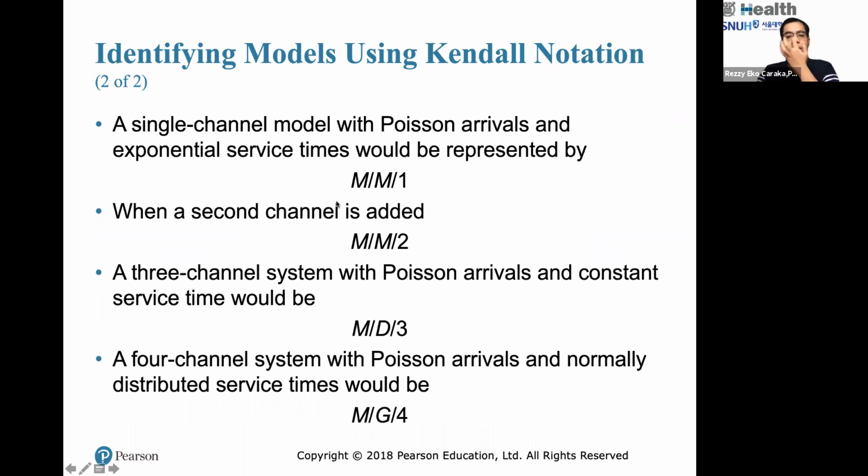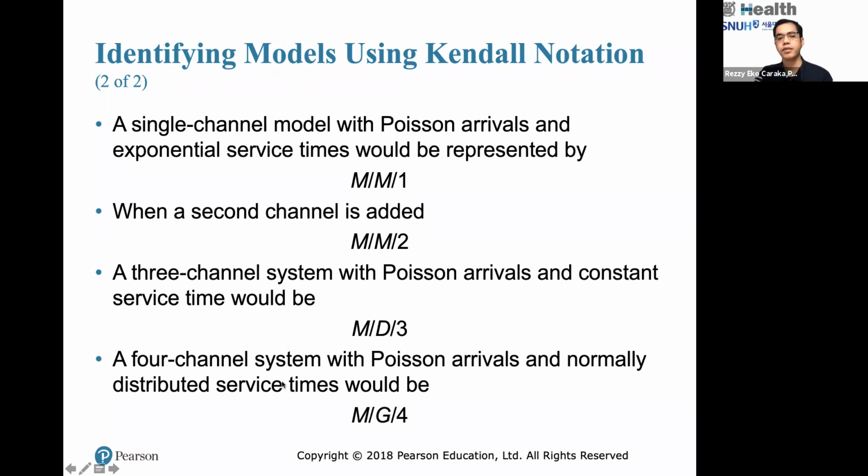For example, if you read many papers, you will not be confused again. M/M/1 means the single channel model with Poisson arrivals. So we can set M/M/1. And if, for example, we have a second channel, we can set 2 here, M/M/2. M/M/2 means the service with 2 channels. And what if we have a 3 channel system with Poisson arrivals and constant service time? We can set it as M/D/3. So I already gave the information on how you can put D, G, 1, 2, 3, 4 and others. You can use that for your specific problems.